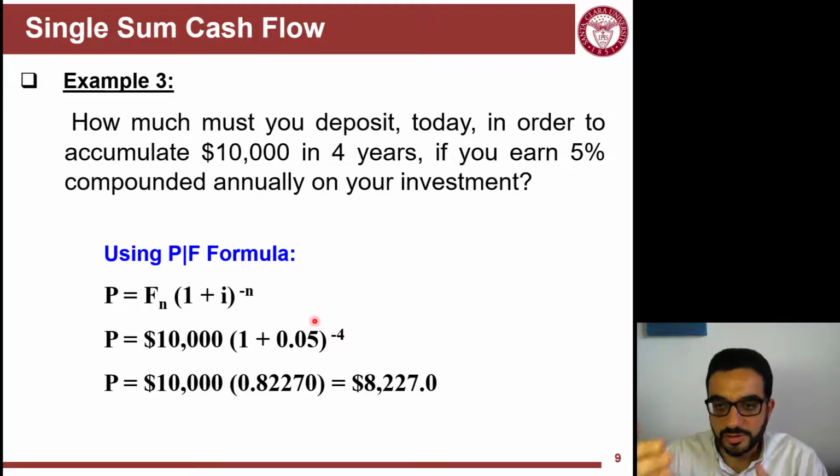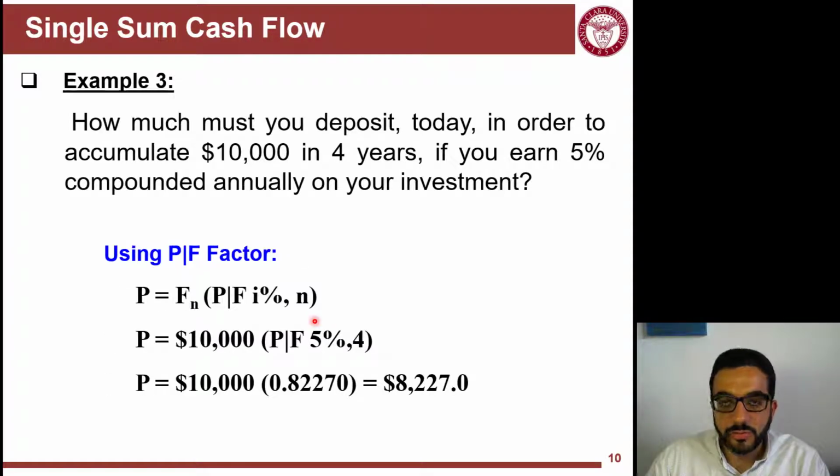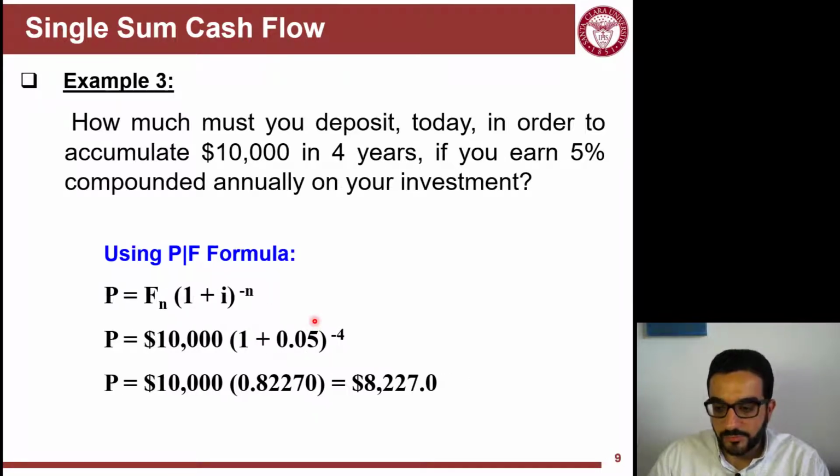Over the 4 years, I earn 5% every year, and it will bring me to my goal of $10,000 after 4 years. This is the formula way. The factor way is just, instead of the formula 1 plus i to the power negative n, I will use the factor P given F. And if I use the tables, I will also end up with the same, if you remember, 0.8227.